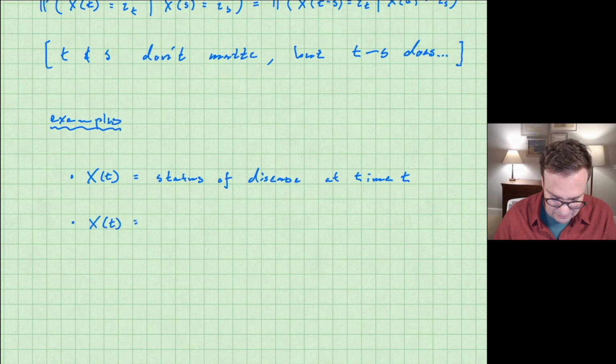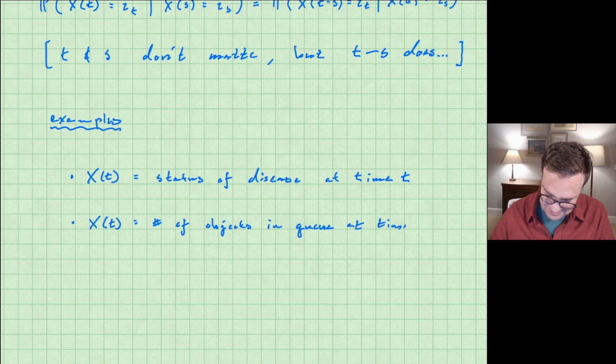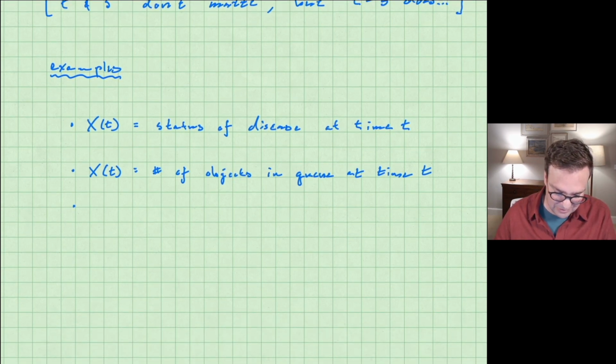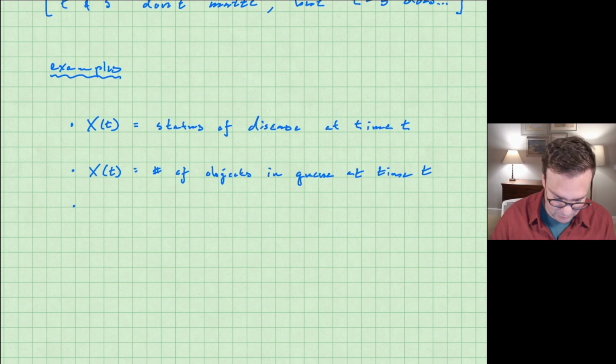Another example, x of t could be the number of objects in a queue. The number of people, say, waiting on hold to talk to their high-speed internet company. That's infinite. So that's a discrete number, but you might be interested in it happening at any given time. So of course, you can see here there's lots of different examples you can come up with, and then we can try to imagine some applications as we go forward.